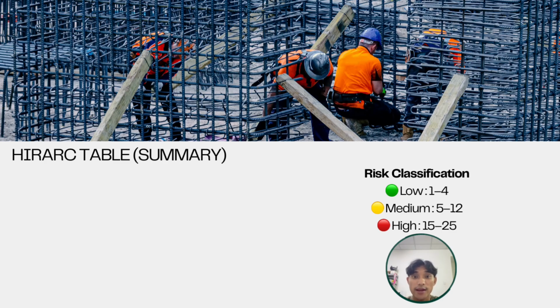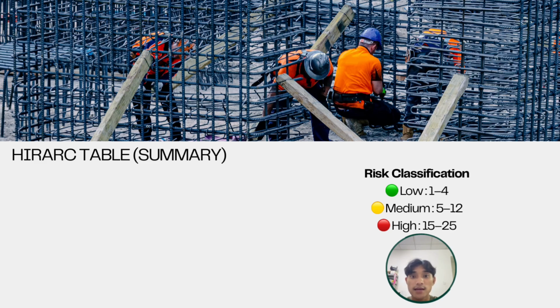Now, let's look at the HIRARC table. From our assessment, we identified 10 hazards at the construction site. The highest risk was the absence of guardrails or hoarding around the excavation area, which received a risk score of 16, classified as high risk. The recommended control measure is to install rigid guardrails and a physical barricade around the excavation to prevent workers or visitors from falling into the excavation area.